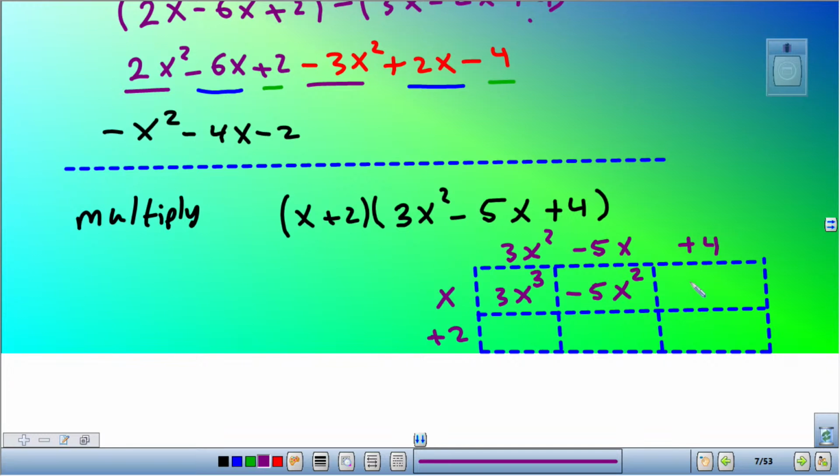I see you writing, Carlos. 4x. And did somebody work ahead? What would this be? 3x squared times 2. Yep, 6x squared. And that's a negative 10x. And that's a positive 8.